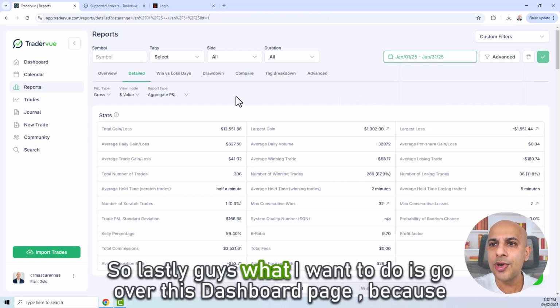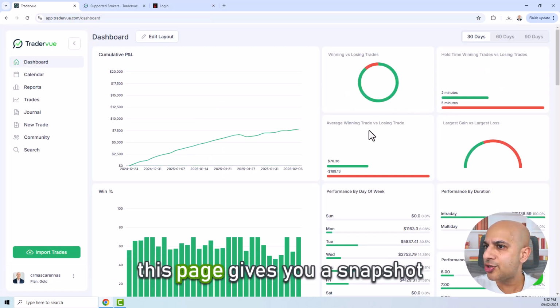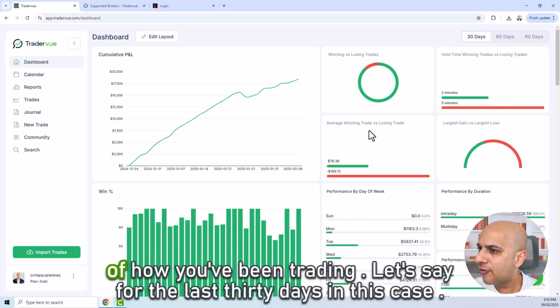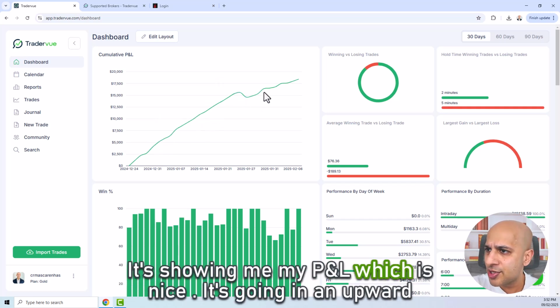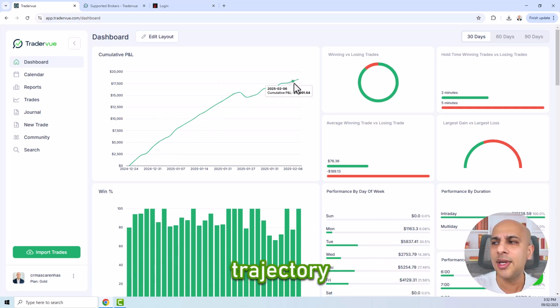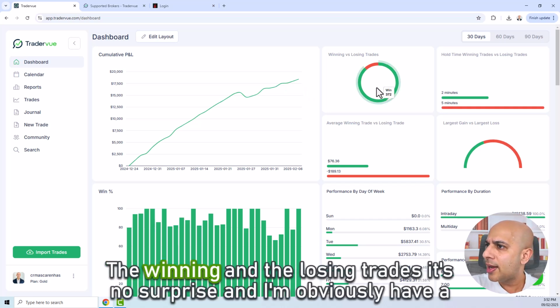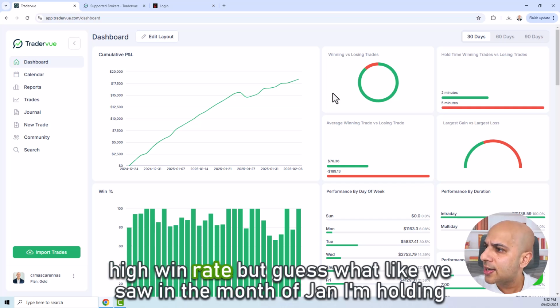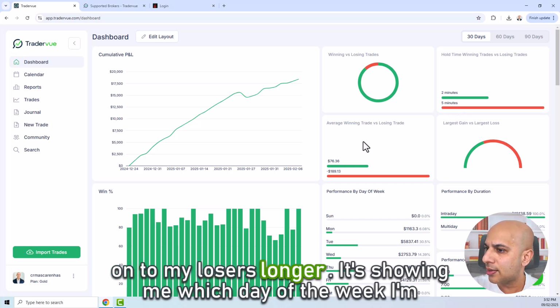So lastly, guys, what I want to do is go over this dashboard page because this page gives you a snapshot of how you've been trading, let's say for the last 30 days in this case. It's showing me my P&L, which is nice. It's going in an upward trajectory. The winning and the losing trades is no surprise. And I obviously have a high win rate. But guess what? Like we saw in the month of Jan, I'm holding on to my losers longer.